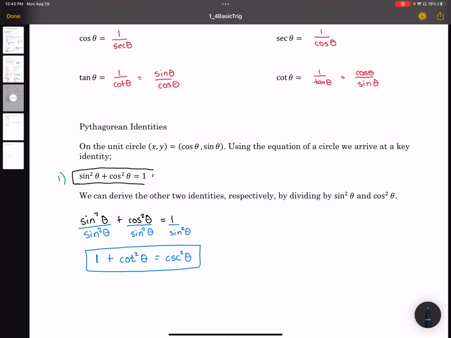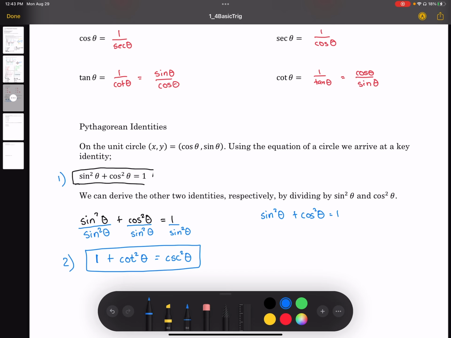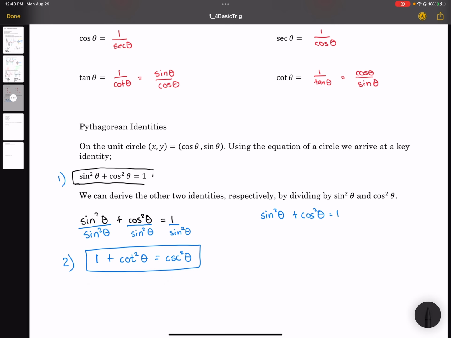So we have one key identity, a second key identity. Now our third one is, say we take sine squared theta plus cosine squared theta equals 1 and divide everything by cosine squared this time. So instead, we divide by cosine squared theta, divide by cosine squared theta, and we divide by cosine squared theta.